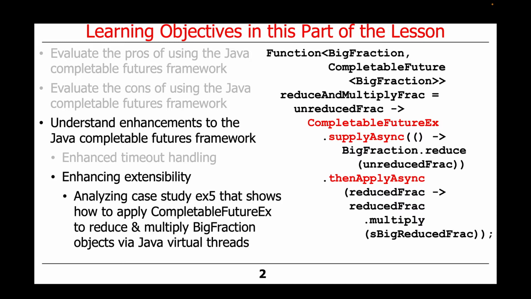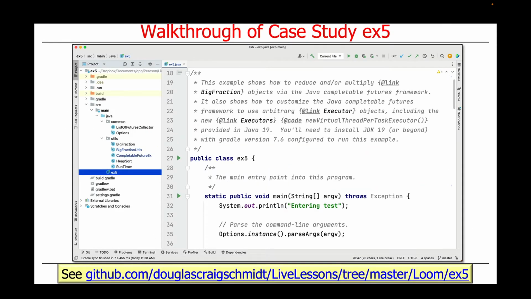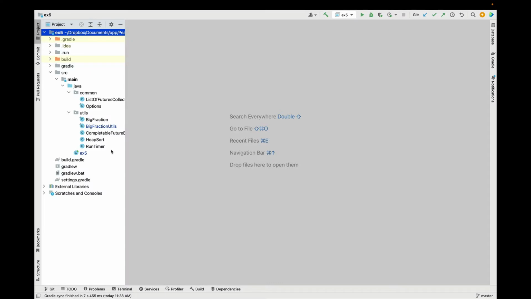We'll also, of course, show how to use the more traditional Java common fork join pool in order to do the same processing. You can find this case study in the EX5 project in my Loom folder in my LiveLessons GitHub repository. We're now in the EX5 project in my IntelliJ IDE.